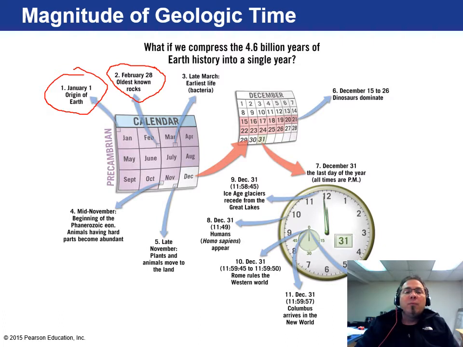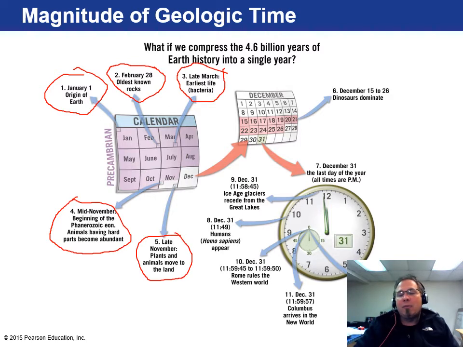By late March, we finally get some semblance of early life, which is in the form of bacteria, towards the tail end of the third month of this calendar. By mid-November, we start to actually get little critters that have hard parts, right? Like shells, snails and brachiopods and things like that. So we are already 10 and a half months in. We're in the 11th month and we're finally seeing some semblance of life that we might know.